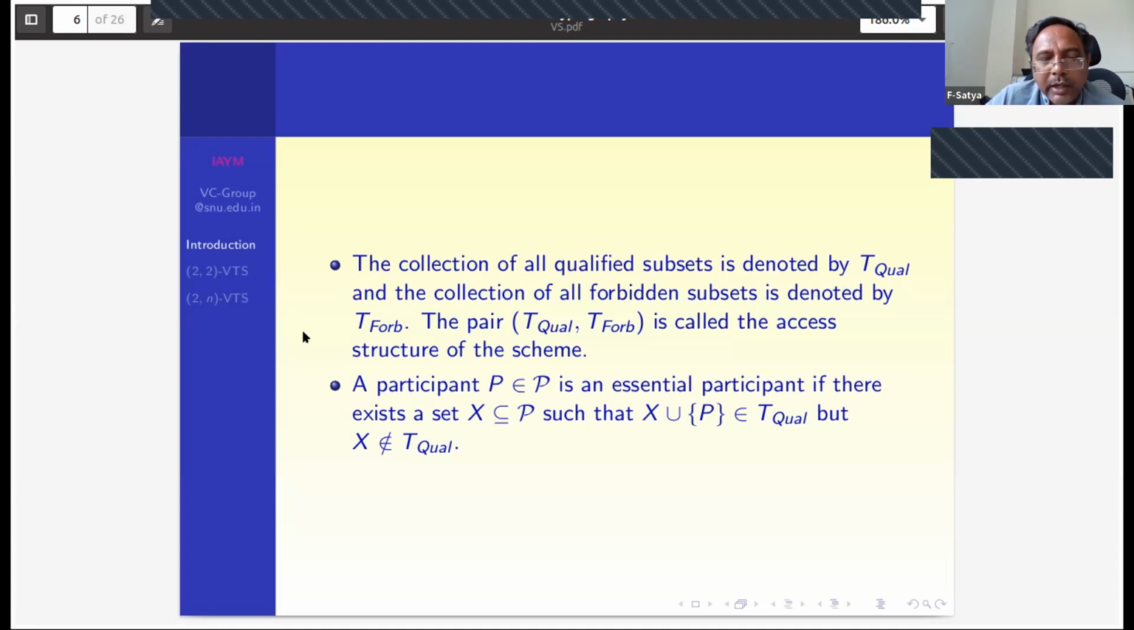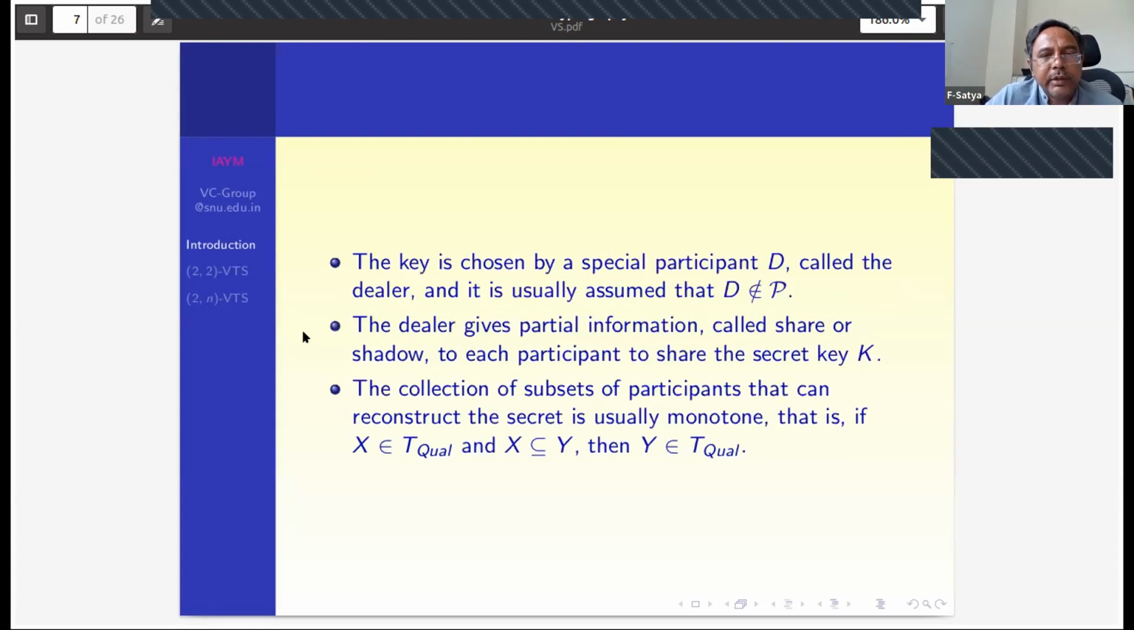Okay, but you will understand better once you clear it. The key is chosen by a special participant D called a dealer. It is usually assumed D does not belong to P. The dealer gives partial information called a share or a shadow to each participant to share the secret key. The collection of subsets of participants that can reconstruct the secret is usually monotone.